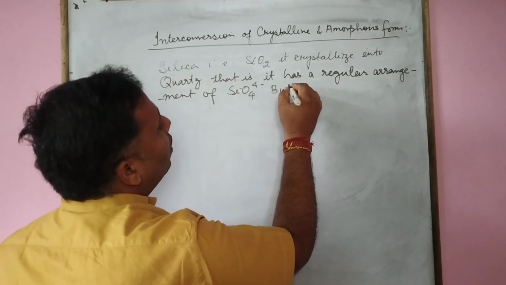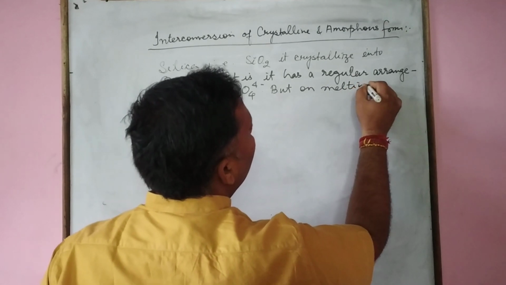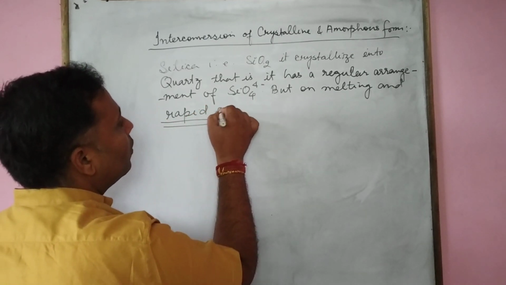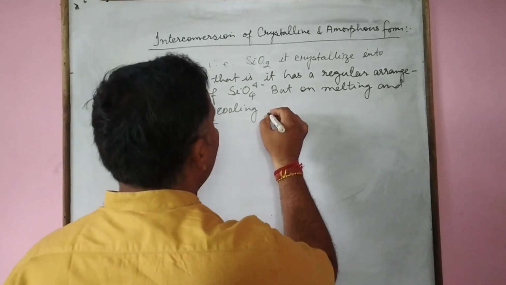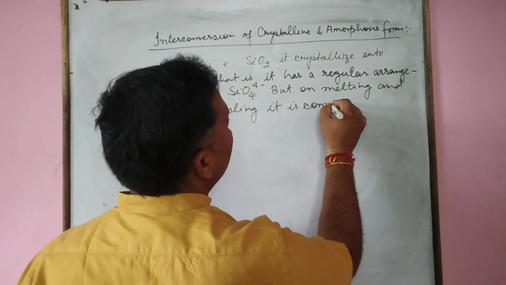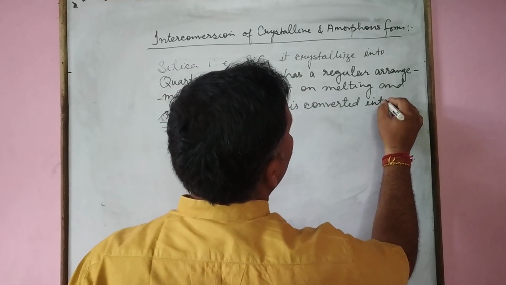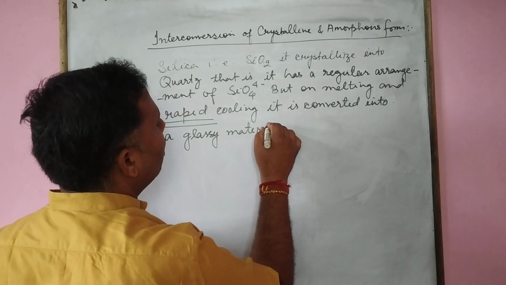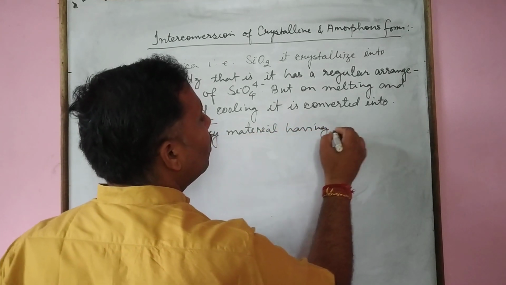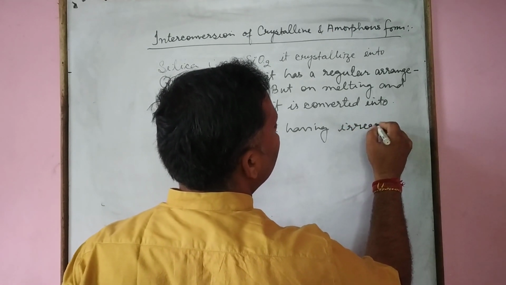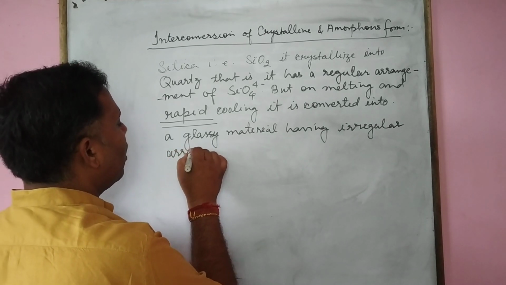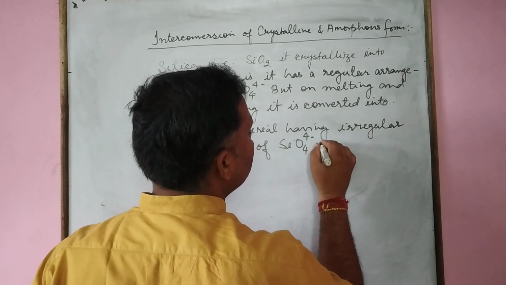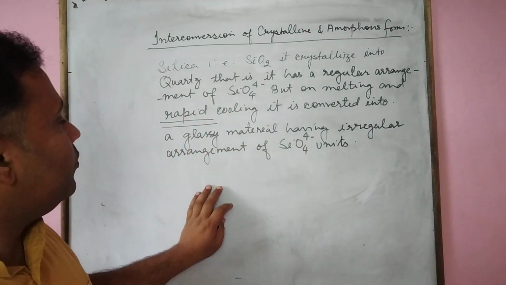But on melting and rapid cooling, see here what we are doing, rapid cooling, it is converted into a glassy material having an irregular arrangement of SiO4 4- units. That is what we see here.